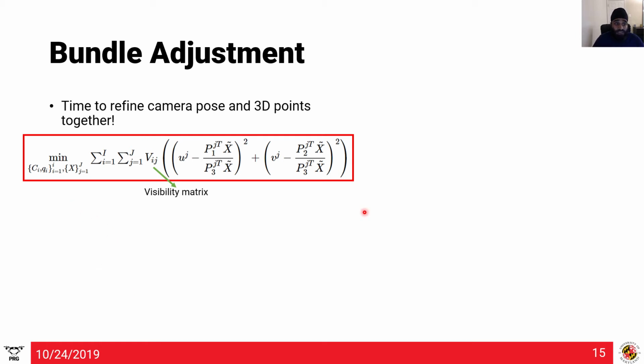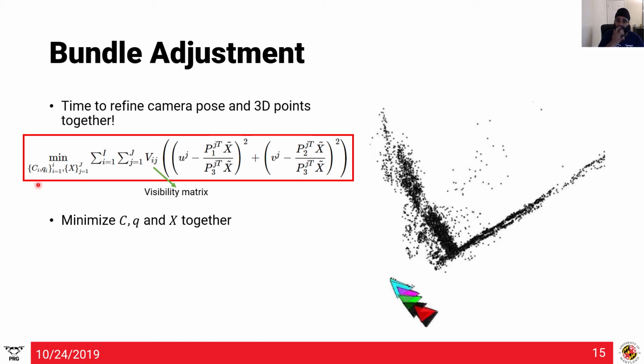And you have this minimization problem, and you're doing it for every image. Okay, so we are trying to minimize C, Q, and X together. So this is for the camera, this is for the X set, which is the world points. So world points and the camera poses, minimization together, right? So you should have much more refined output, which should look something like this.